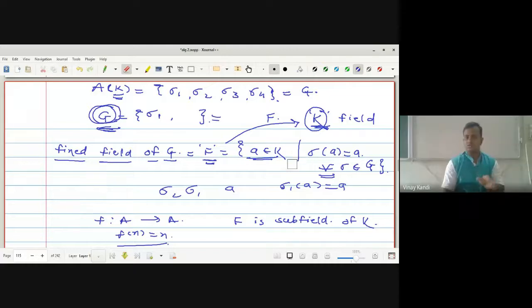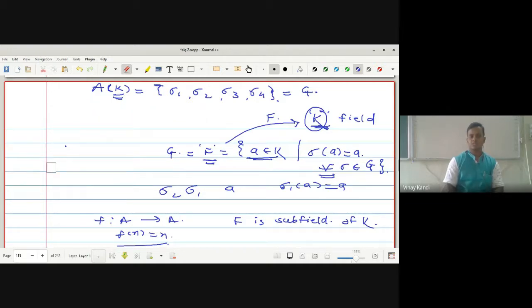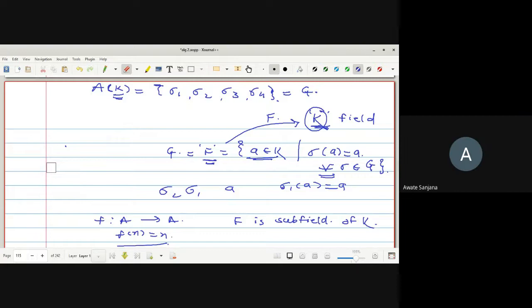ओके ह्याच्यात एलिमेंट अजून इन्क्रीज होऊ शकतात, वाढू शकतात, पण ह्याच्यापेक्षा कमी नाही होणार, बिकॉज हे फॉर ऑल जी बिलॉंग्स टू जी. म्हणजे हा तुमचा फिक्स्ड फील्ड कोणावर डिपेंड आहे, या जीवर. इज इट करेक्ट? म्हणून त्याला फिक्स्ड फील्ड ऑफ जी असं म्हटलं. ओके सो दिस इज द डेफिनेशन ऑफ फिक्स्ड फील्ड.